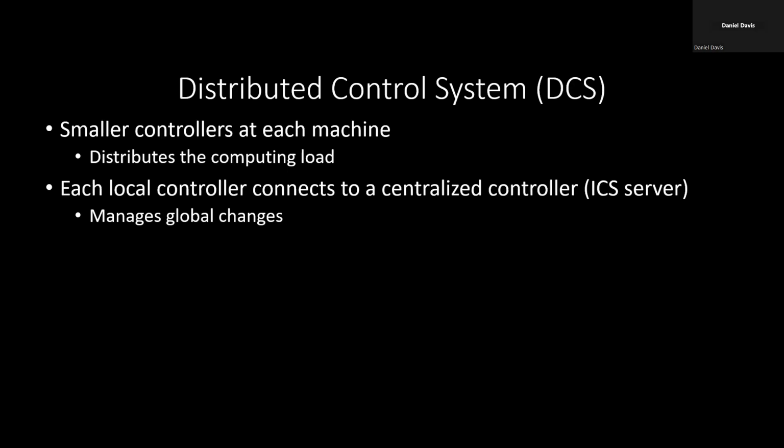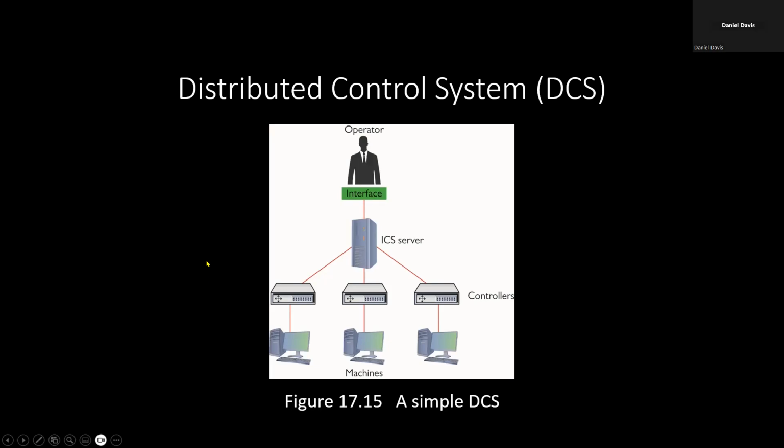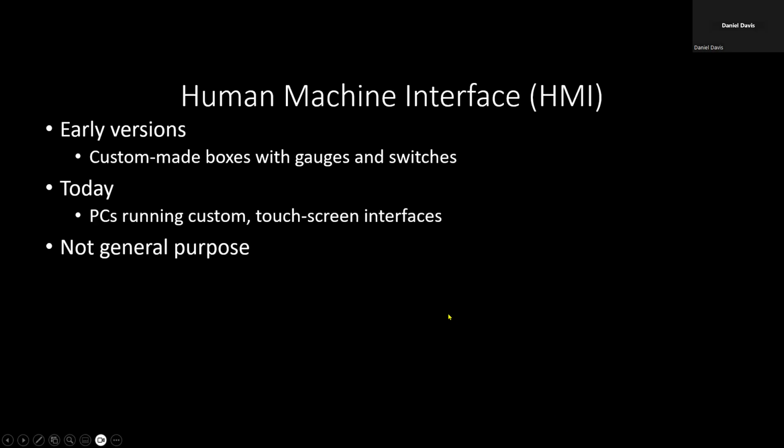Distributed Control System, DCS. In this situation, we have smaller controllers at each machine, and this distributes the computing load. Each local controller connects to a centralized controller. This is just the layout of a DCS system. So again, here we have multiple controllers managing that load, and then they will all connect to a central ICS server.